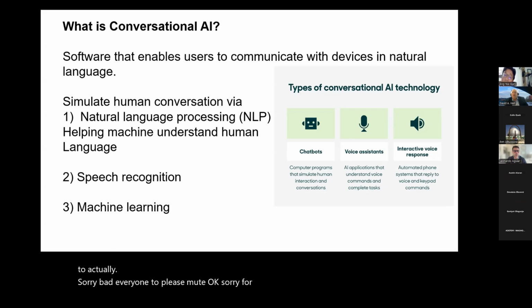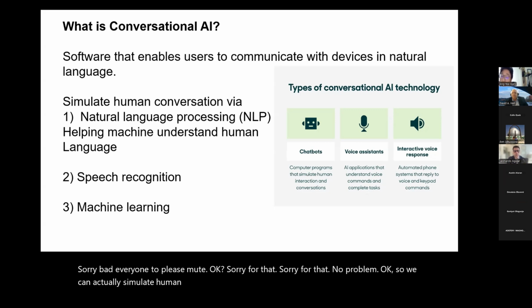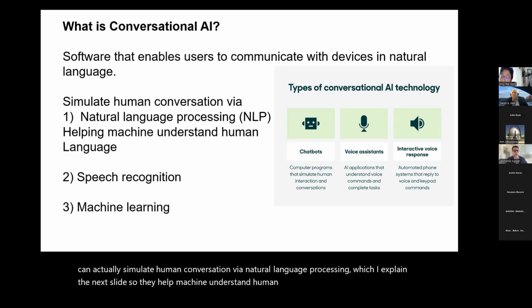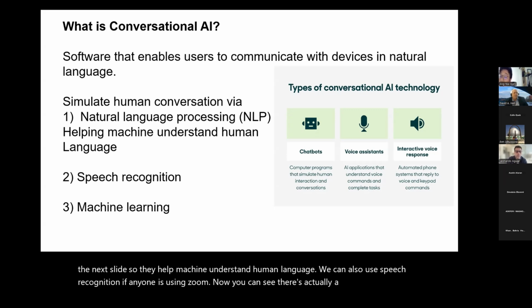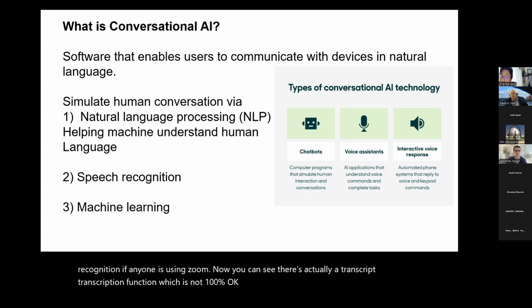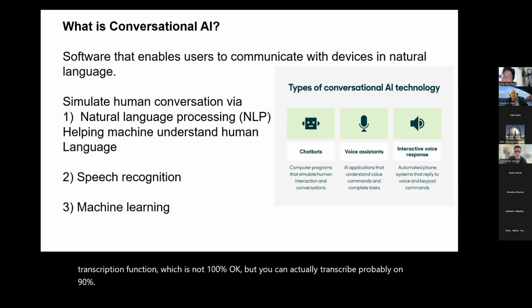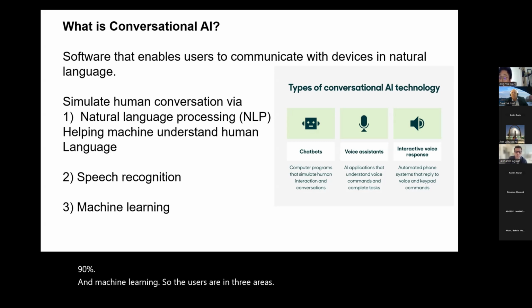No problem. So we can simulate human conversation via natural language processing, which I'll explain in the next slide. To help machines understand human language, we can also use speech recognition. If anyone is using Zoom now, you can see there's a transcription function, which is not 100% accurate, but it can transcribe probably 90%. And machine learning. So the uses are in three areas: chatbot, voice assistant, and interactive voice response.